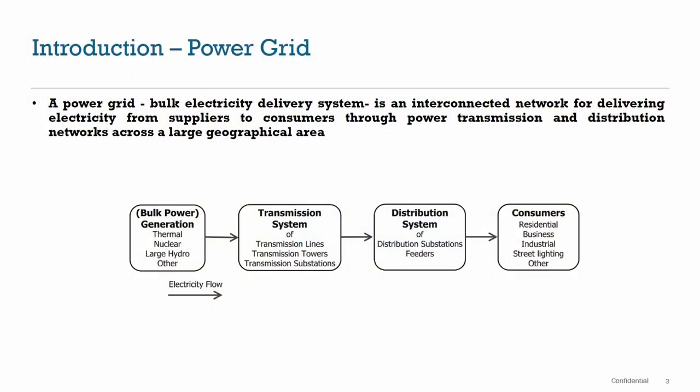As you already know, in the traditional power grid, you have bulk generation delivered to the end user, and the most important feature is having one-way electricity flow. The end user has no share in generation. We have bulk generation delivered to users.